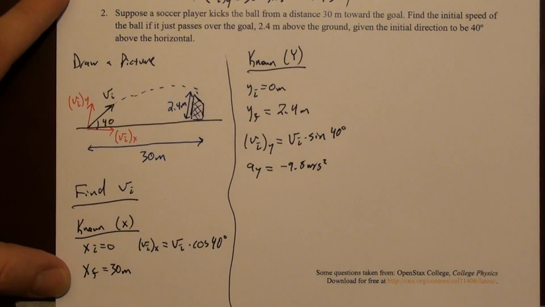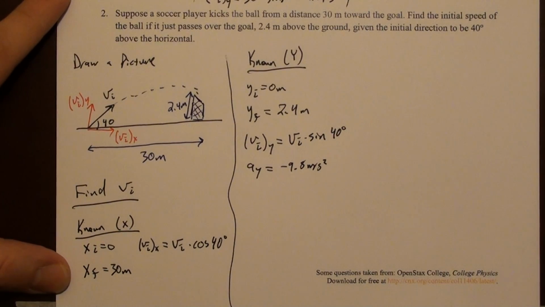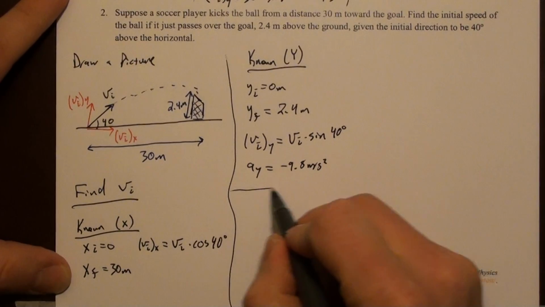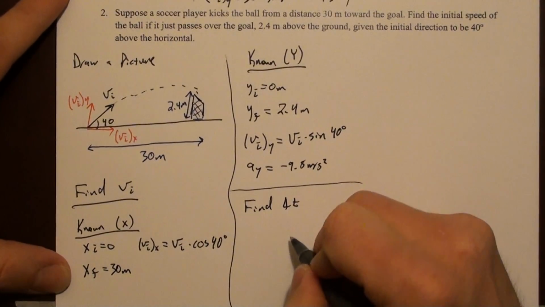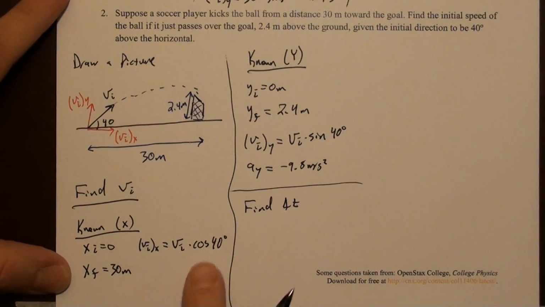Okay, so we don't know v initial, that's what we're looking for. We also don't know time, and it seems like time is something we're going to need. Now we can't solve time numerically, but we can, from the x direction, find a semi-simple expression for time. Okay, so let's find delta t in terms of v initial. We're going to do this using the x direction.